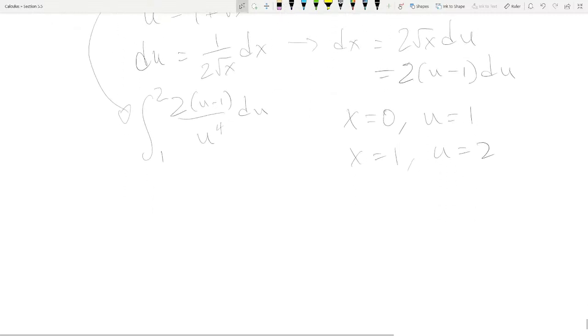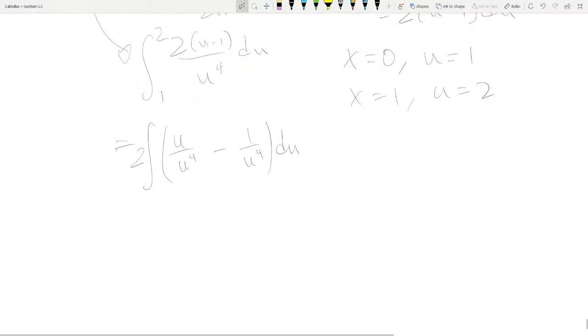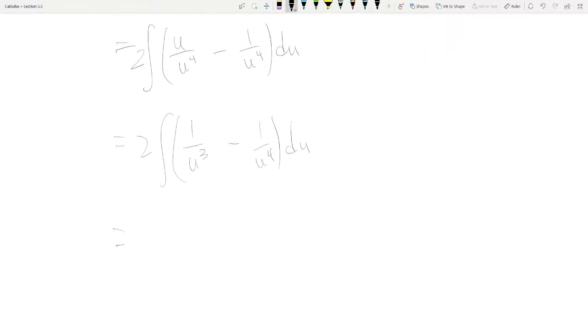Okay, now before we integrate, let's break this up into 2 fractions. I'll pull that 2 out in front here. And what I'm going to do is I'm going to have u over u to the 4th minus 1 over u to the 4th. You don't necessarily have to write that step, but I am for you guys. Then that's 1 over u cubed minus 1 over u to the 4th du. And then the way we integrate that is we think of it as u to the minus 3 minus u to the minus 4.